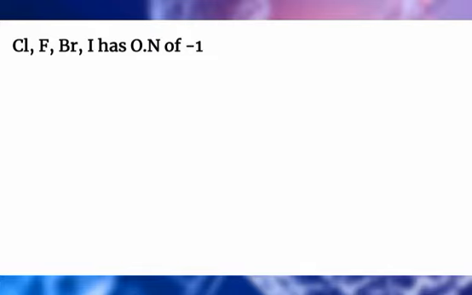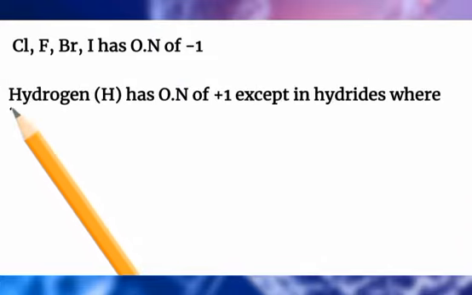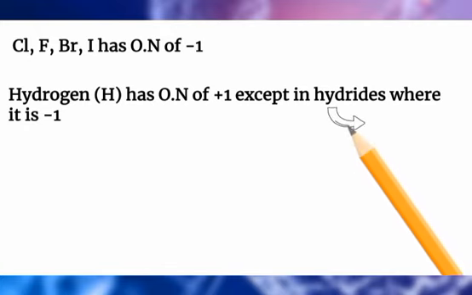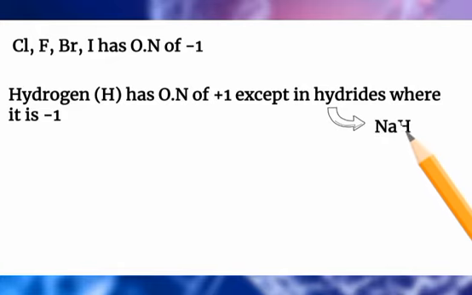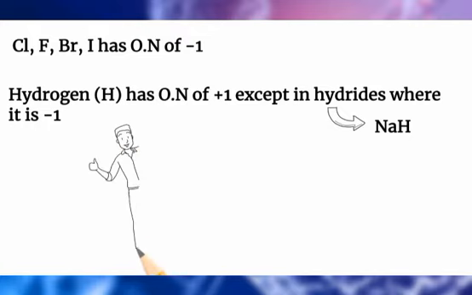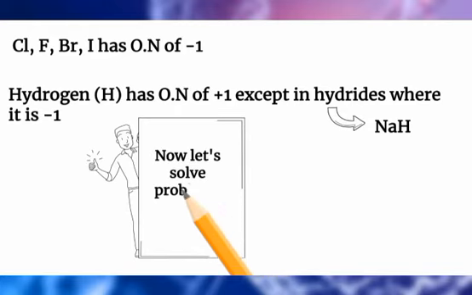The halogens have an oxidation number of -1: chlorine, fluorine, bromine, iodine. Hydrogen is +1 except in hydrides, where it is -1. An example of a hydride is sodium hydride, that's NaH. Apart from this, we also have calcium hydride, aluminum hydride, and so on and so forth. So without wasting much of our time, it is time for us to get into the video in depth, that is by treating different questions under oxidation numbers.